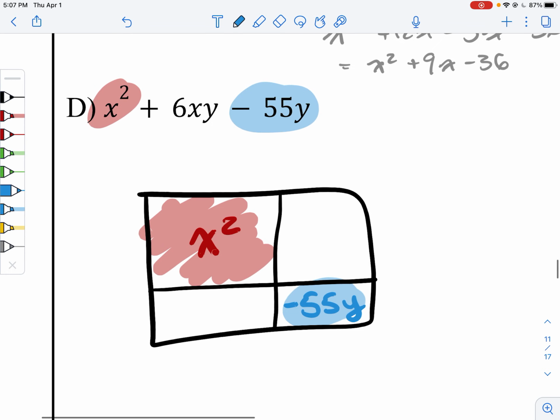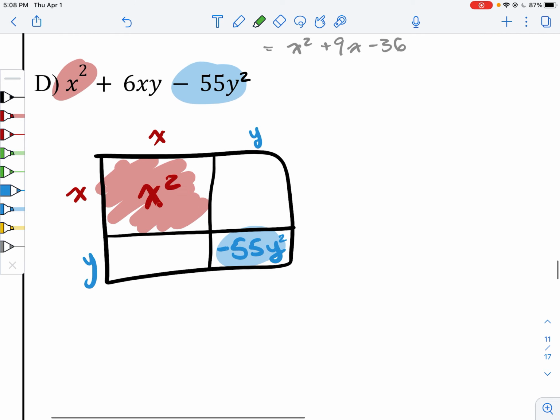Cool. So you can already tell this has to be x times x, and this has to be something y times something y. Oh, shoot. This should have been a y squared. Yikes. Guys, make sure that's negative 55y squared. My bad, or else it wouldn't work. So it has to have y times y to get that y squared. And now the question is, what multiplies to negative 55 and adds to 6?